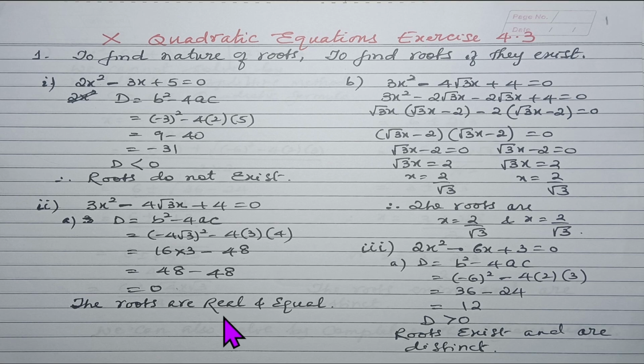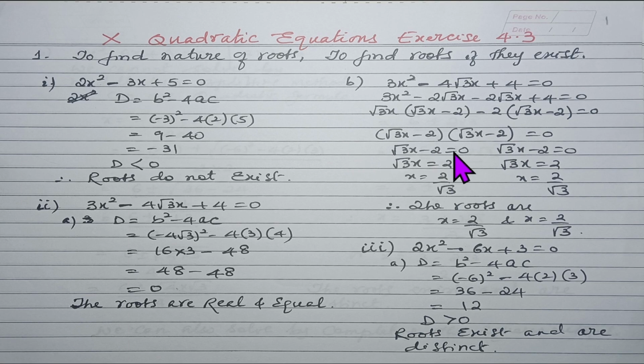Now here we have to find out the roots and verify whether they are real and equal or not. For that, let us proceed with the second part. So take the same equation given, that is 3x square minus 4 root 3x plus 4 equal to 0. By middle term splitting method, find the factors. The factors are (root 3x minus 2)(root 3x minus 2) equal to 0, and for the RHS to be 0, either root 3x minus 2 will be 0, or again root 3x minus 2 will be 0.